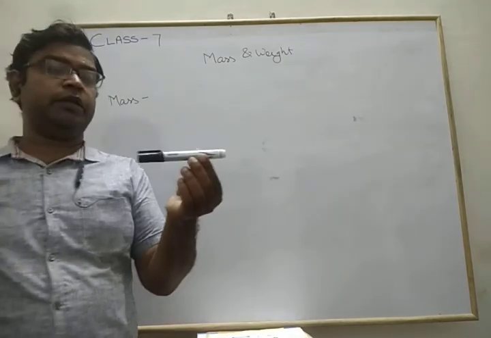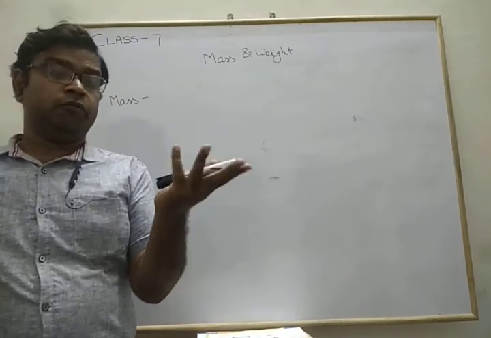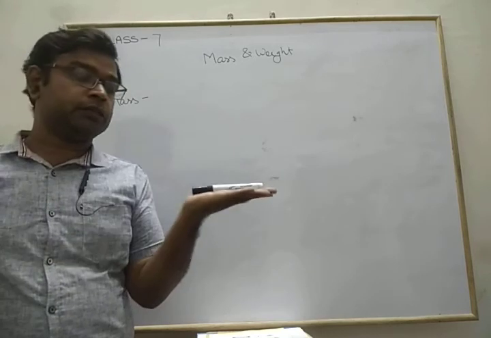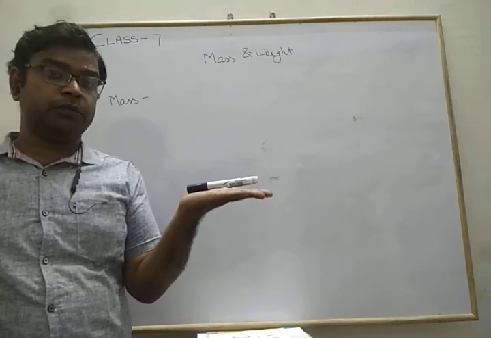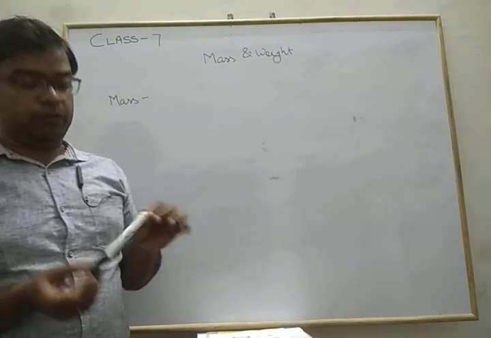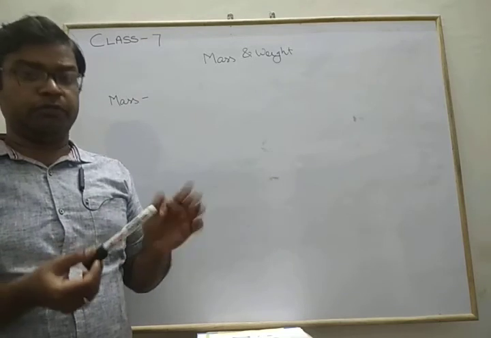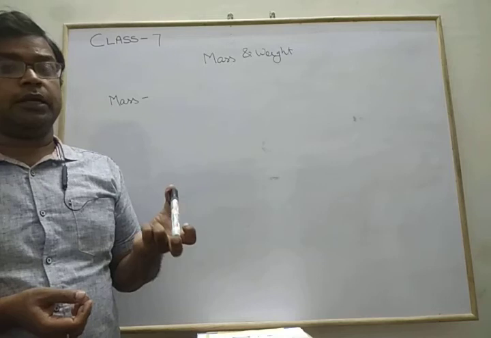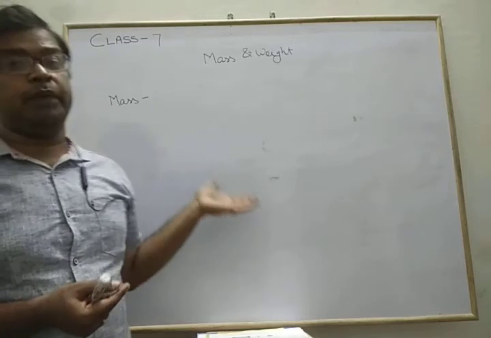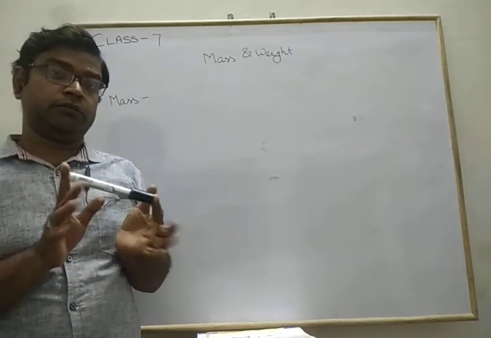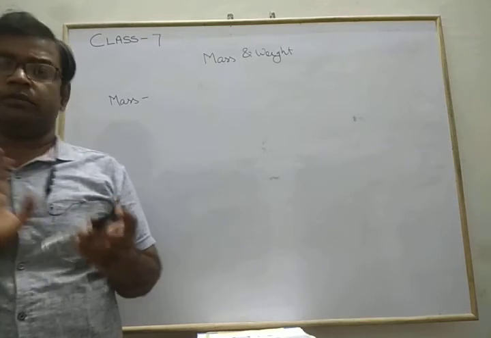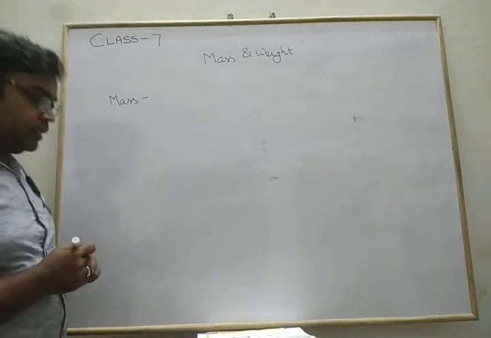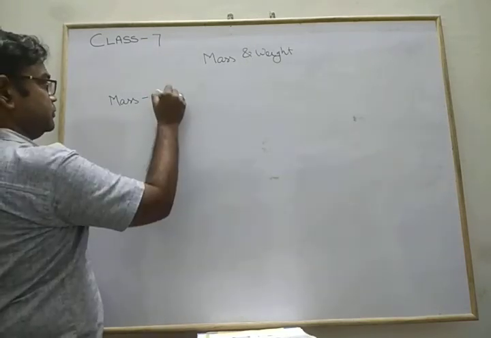Suppose we weigh the mass, we weigh, not weight, we measure the mass of this marker. So what is the mass of this? Suppose it's 25 gram. 25 gram means what? This marker contains 25 gram of matter in this body. Which matter? Plastic, whatever it is, that matter. So mass is the amount of matter.